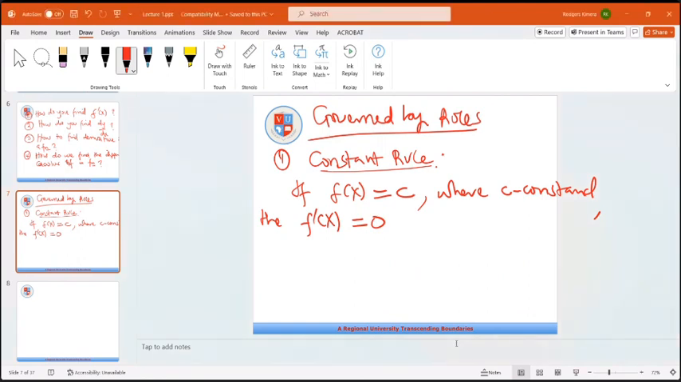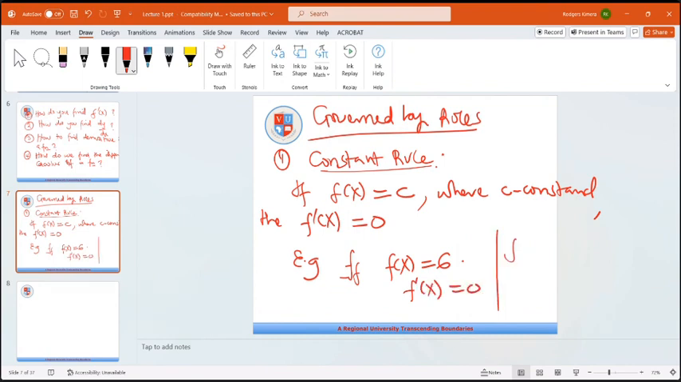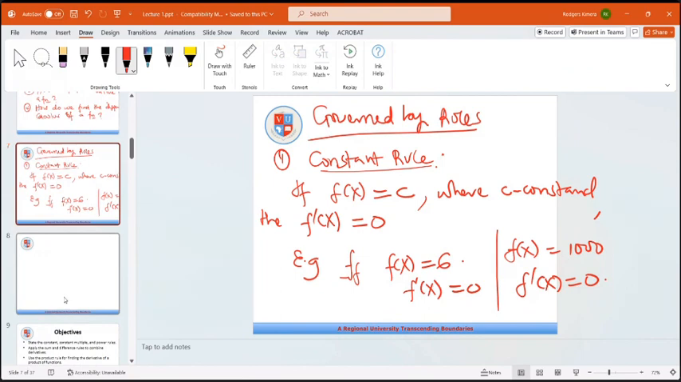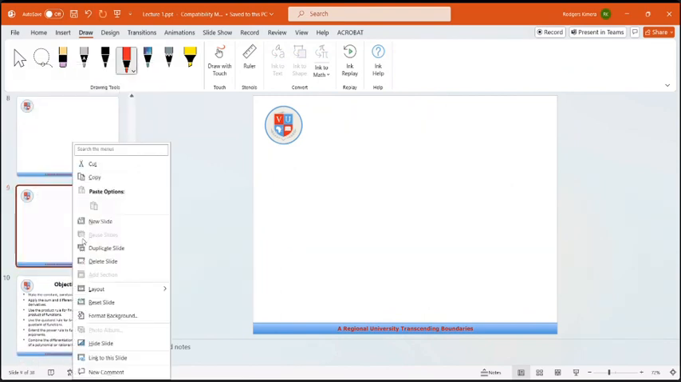I can have an example. E.g., if f of x equals, say, 6, f prime of x definitely is 0. If f of x is equivalent to 1000, still f prime of x equals 0. So what does this mean? I can explain that using geometry.